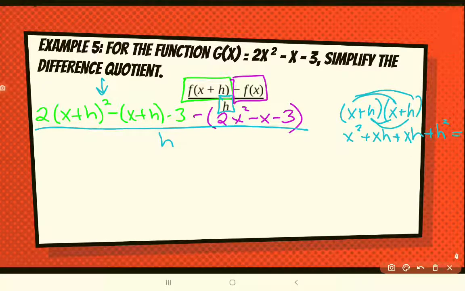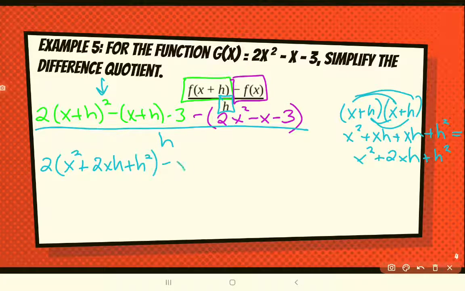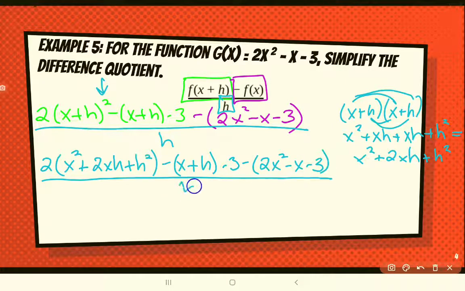So what does that become ultimately? That becomes x squared plus 2xh plus h squared. So all I did there was I simplified the x plus h squared. So now I'm going to rewrite everything based on what I now have. Okay? So nothing has changed except I figured out what x plus h squared is. Parentheses. Okay?